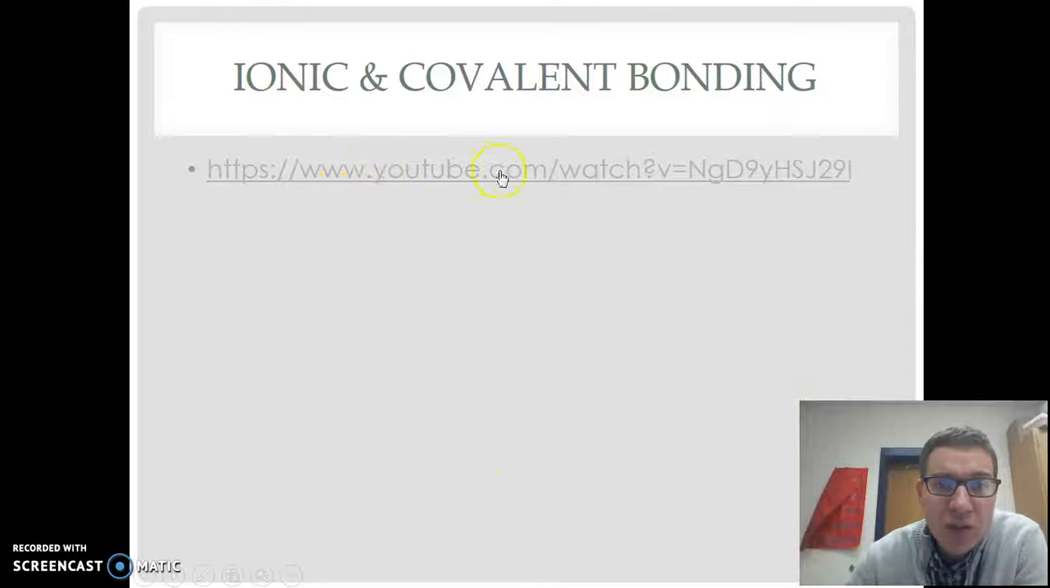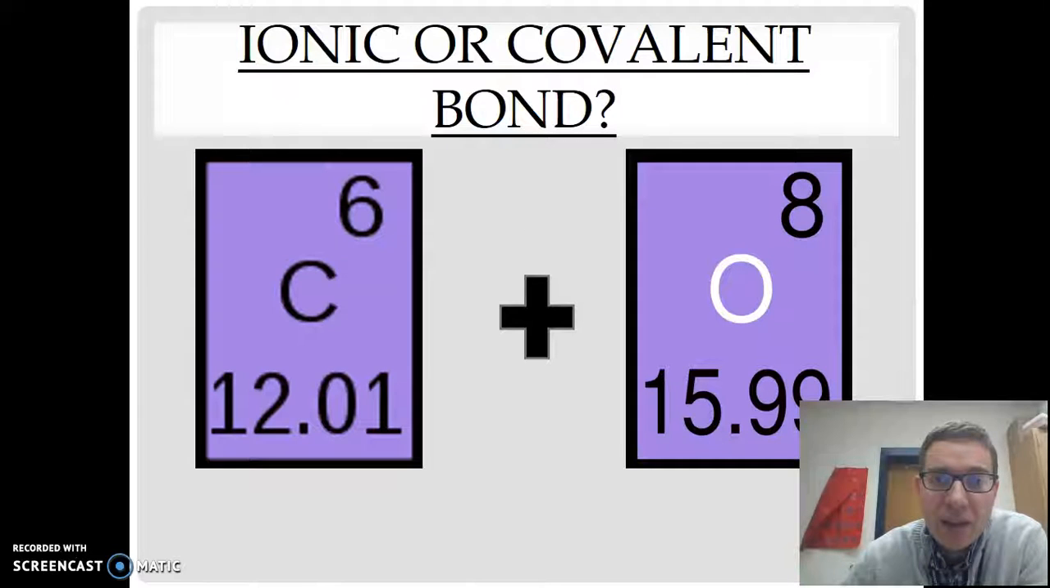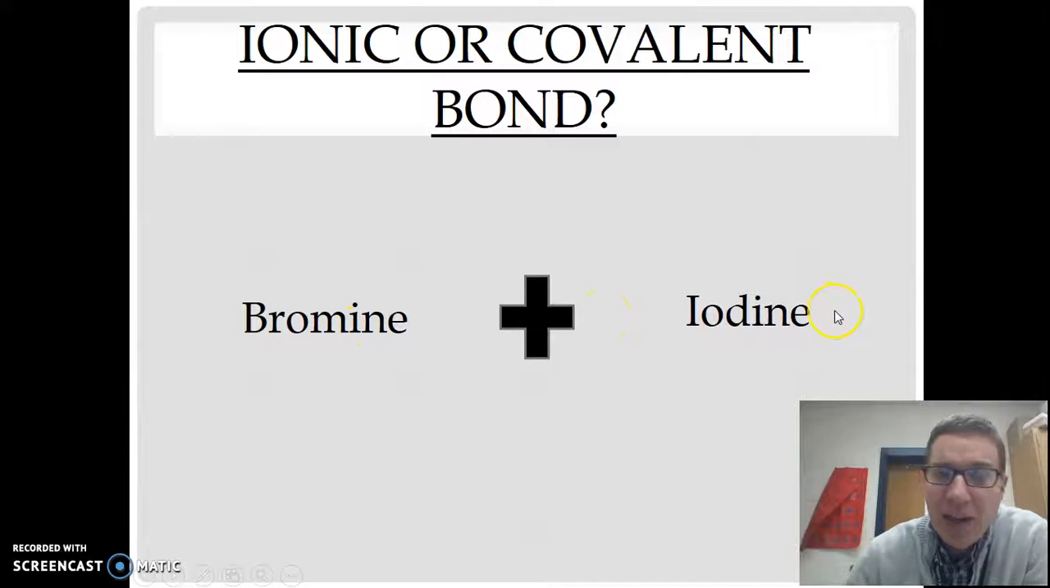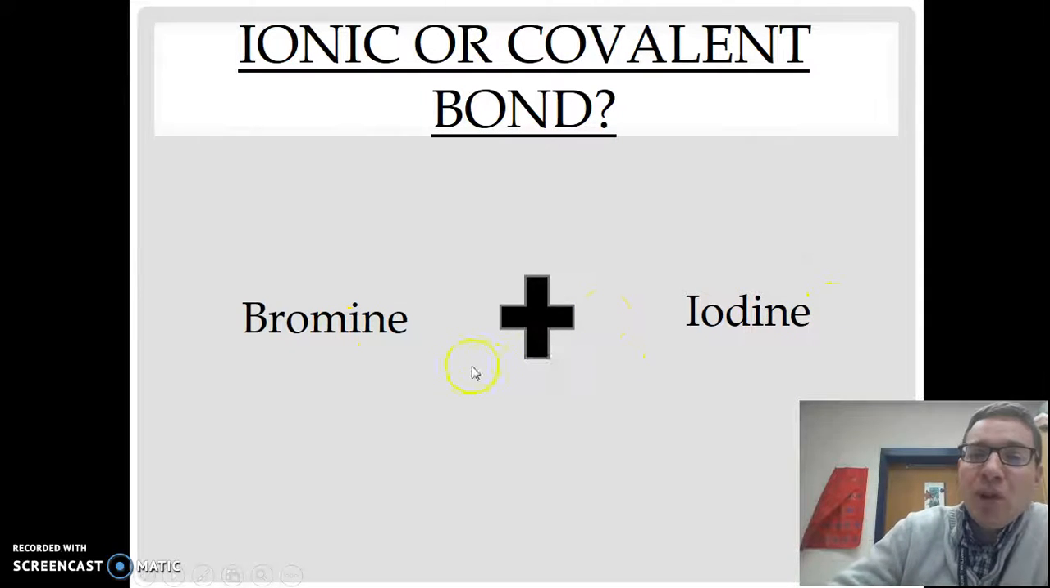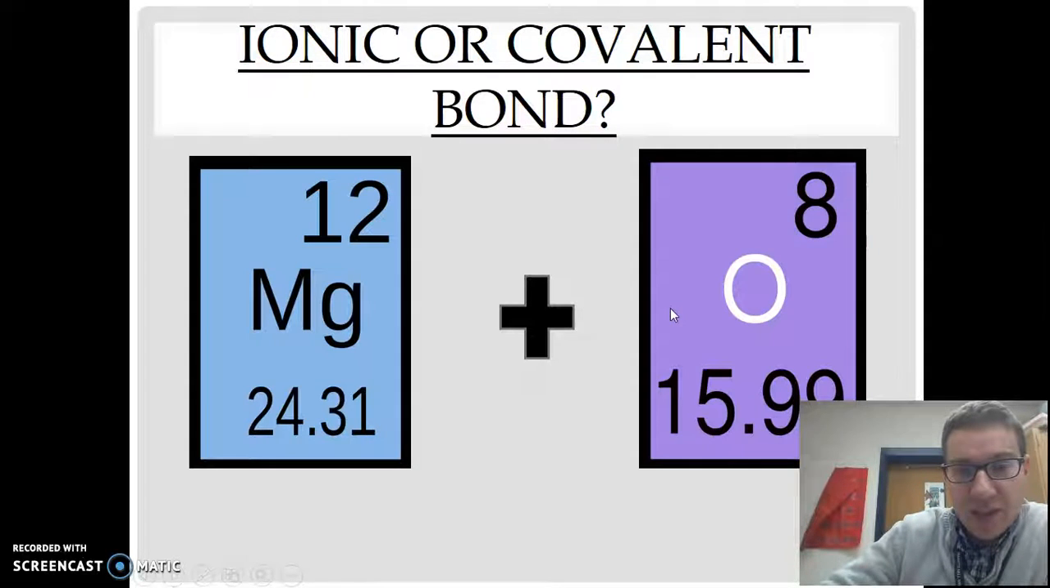All right, so here's a quick YouTube video I would also like you guys to watch. So you can go on YouTube, type that in, or you can click on the link. And, real quick, ionic or covalent. If you look at it, carbon and oxygen, they're both nonmetals, so they're going to be covalent. A nonmetal and a nonmetal is covalent. Bromine and iodine. If you look on the periodic table, bromine is a nonmetal, iodine is also a nonmetal. That is a covalent bond.